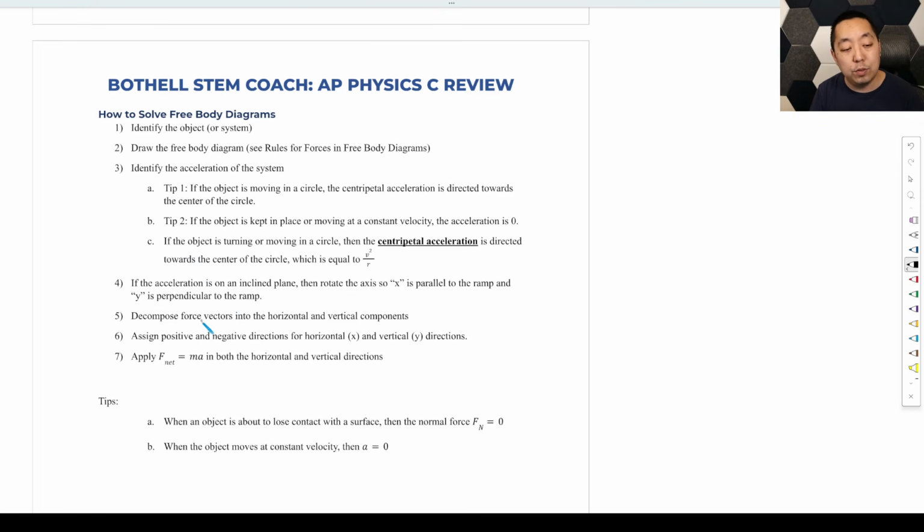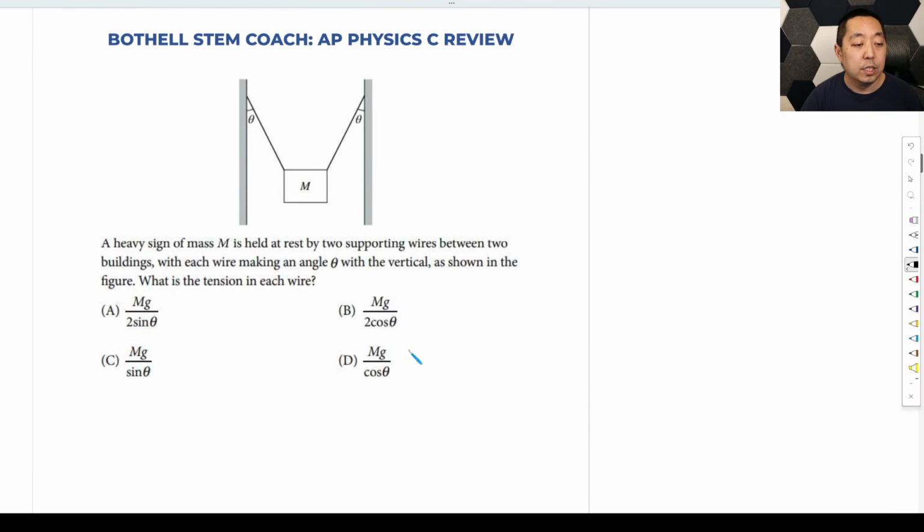We then decompose force vectors into the x and y components. We assign positive and negative directions, and we apply F net equals ma. We sum the forces. We set it equal to ma. That's our general process. That's how we're going to handle pretty much any forces related problem. So let's go through a few here.